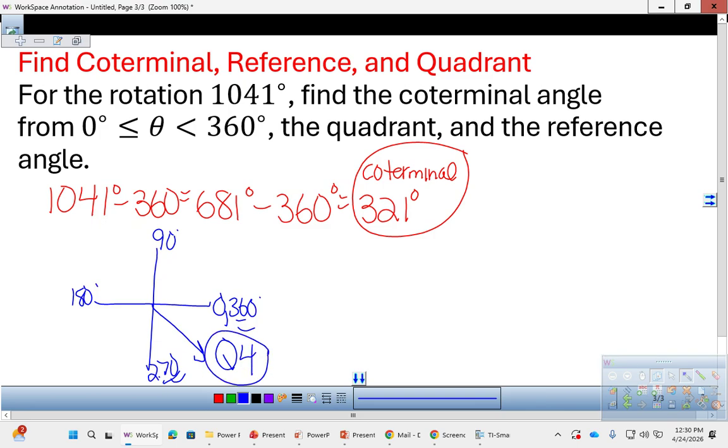So you're looking at what angle you have. Is it between 0 and 90? Well, that would be quadrant 1. Is your angle between 90 and 180? That would be quadrant 2. 180 and 270, that would be quadrant 3. 270 and 360, that's why I'm in quadrant 4.